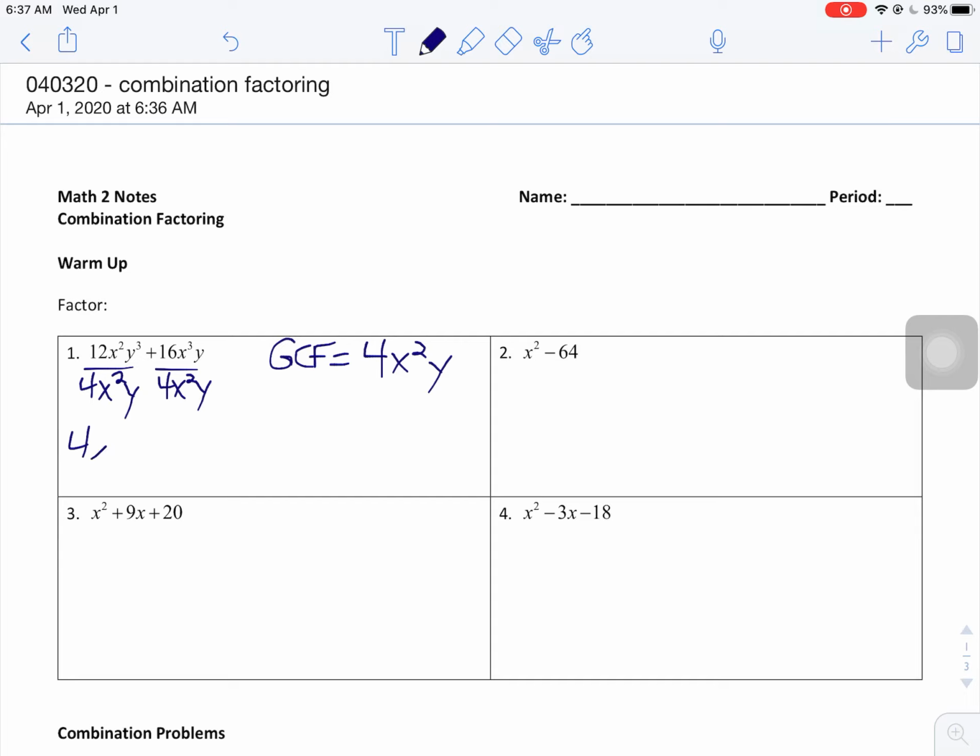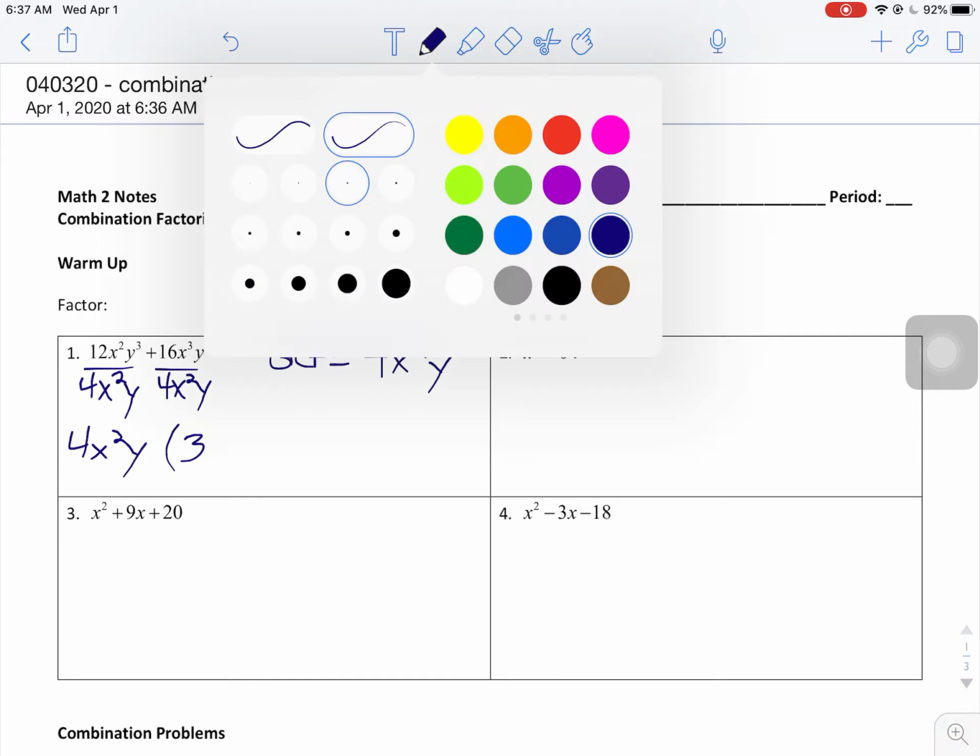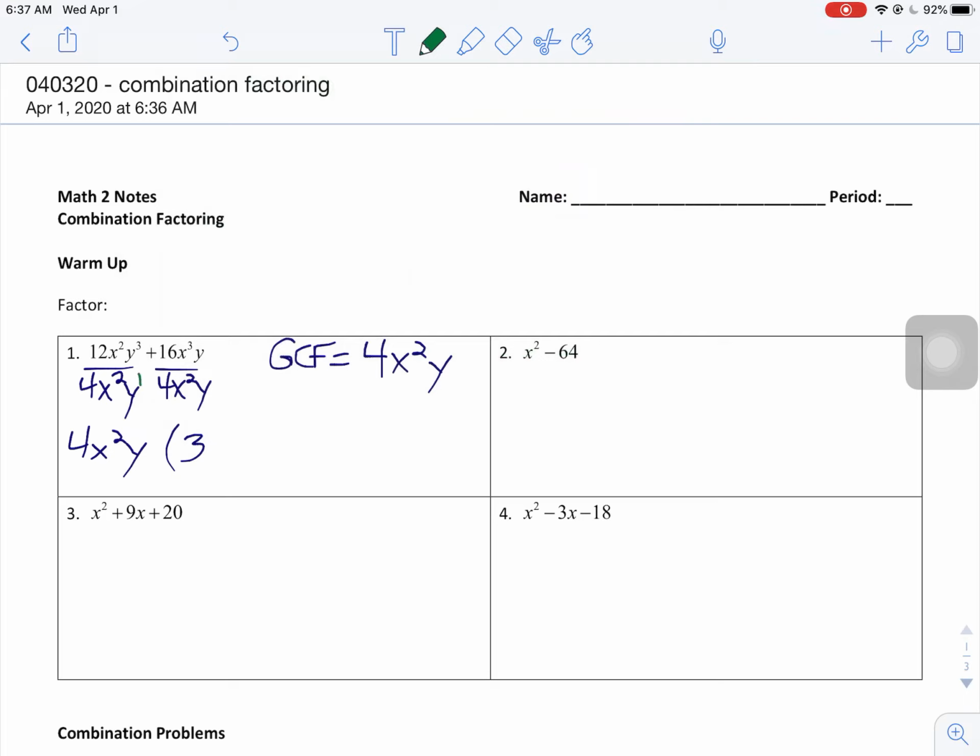Always write your GCF out in the front. A lot of people forget to write it out in the front. And then do the division to get your leftovers in the parentheses in the back. So 12 divided by 4 is 3. X squared divided by itself cancels out. And then remember, there's an invisible 1 right here as the exponent on the y. So when you're dividing like bases, subtract the exponents. So 3 minus 1 would be a 2 on the y.